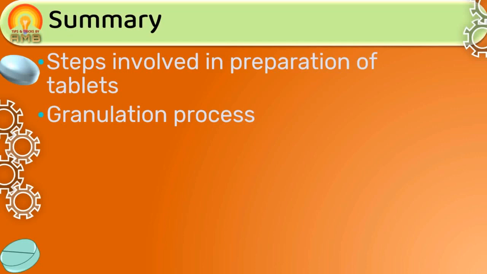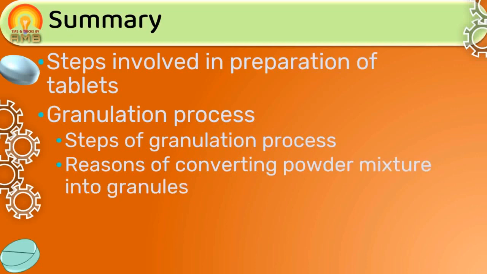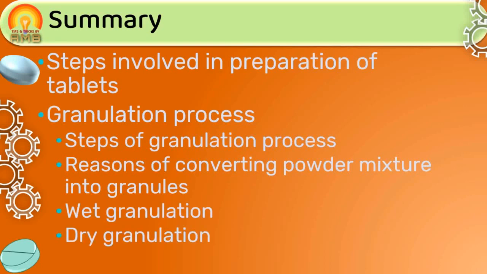We discussed weighing of ingredients, mixing of ingredients and granulation as the steps involved in the preparation of granules. We also discussed that powder mixture is converted into granules to improve flow properties, to achieve uniform composition of tablets, to improve mechanical strength of the tablets and to smoothen the tableting process. We also discussed that granules can be prepared by wet granulation and dry granulation methods, with their advantages and disadvantages.